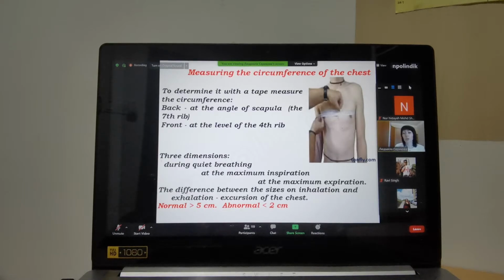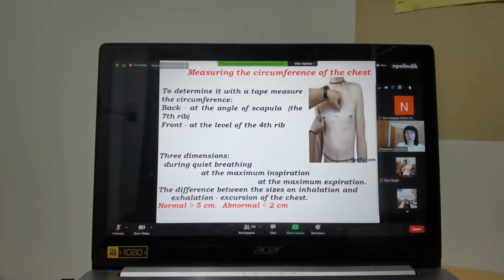After that, to measure circumference of the chest, we usually use a centimeter tape. We apply the centimeter tape at the level of the fourth rib on the anterior surface. On the posterior surface, it is the level of the angle of the scapula, which corresponds to the level of the 7th rib. So anterior 4th rib, posterior 7th rib. You will measure this during quiet breathing.